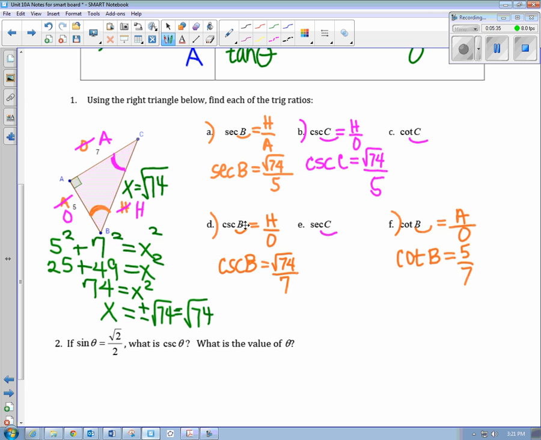For part C, it's cotangent of angle C. That's the reciprocal of tangent. And I know tangent is opposite over adjacent. So this has to be adjacent over opposite. So the cotangent of C is going to be 5. I'm sorry, I take that back. It is going to be 7 over 5.